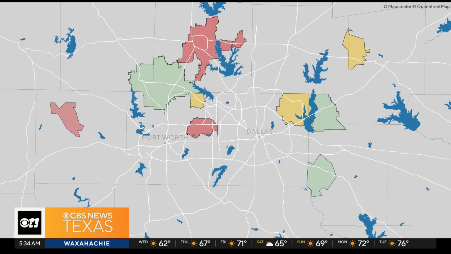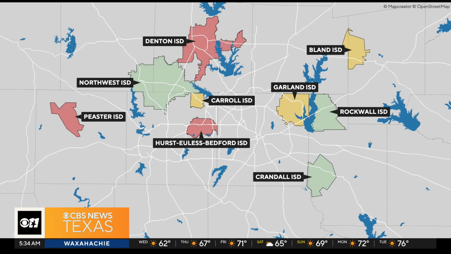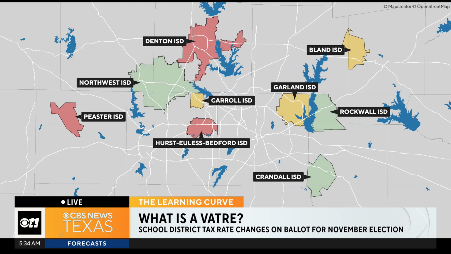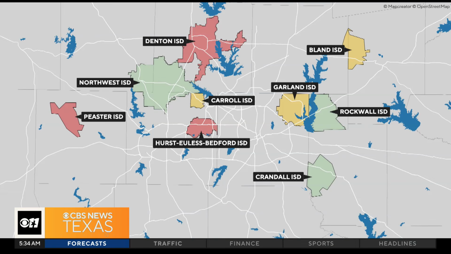Early voting is underway across the state for the November 4th election. And if you live in one of these 9 school districts that we're about to show you, one of the items that you'll see on the ballot is something called a VATRE. It's also known as a voter-approved tax rate election. It might be listed as a prop on your ballot.